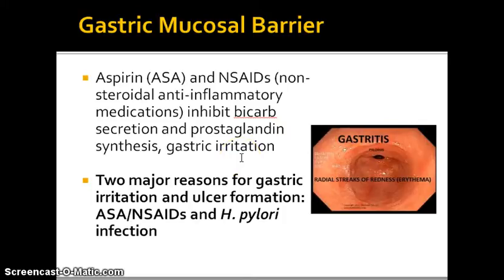We have two major reasons for gastric irritation to occur. One is these medications. The other one is a bacterial infection called H. pylori.